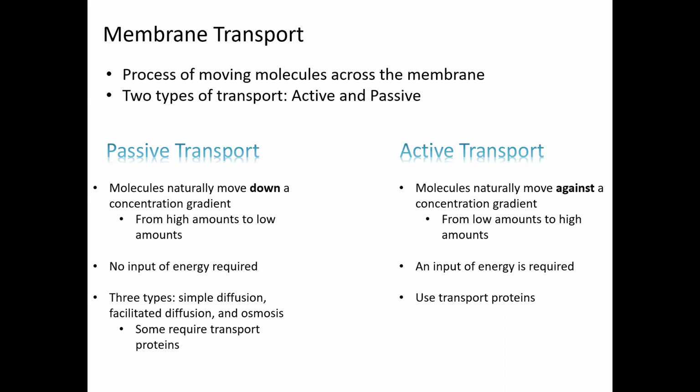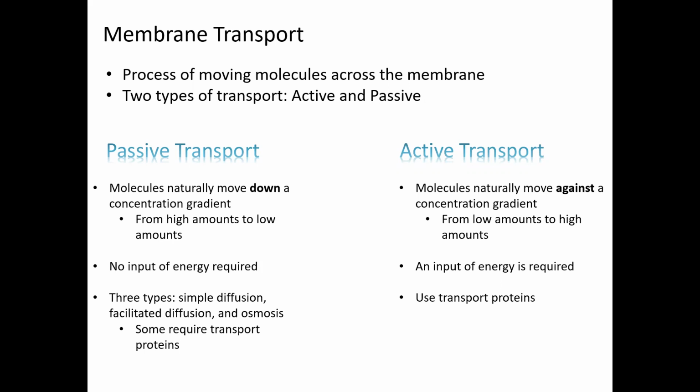Okay, and this is because of the direction molecules are moving. So here's how I think about it. I'm not a big fan of crowds. Okay, so if I'm in a crowded space, I will gladly, willingly, without a fight, go to where there's nobody. Okay, and that is an example of passive transport. Molecules move from high amounts, high concentrations, to where there's low concentrations. Okay, so remember, in science, concentration means amount.